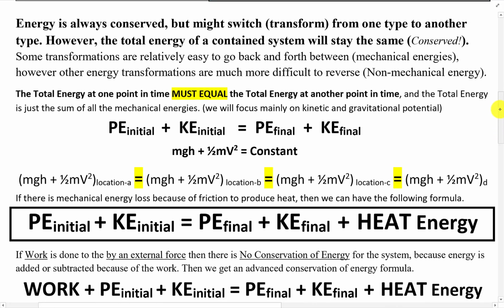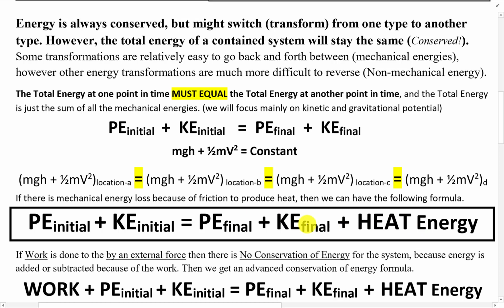Now, if there is energy loss, it's not really energy loss, it's transformed into a non-mechanical one, like friction producing heat. Then we have this one, that the potential and kinetic beforehand goes to the potential, kinetic, and heat afterwards. So it's just split up between these three different bins.